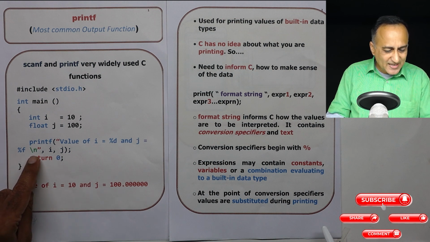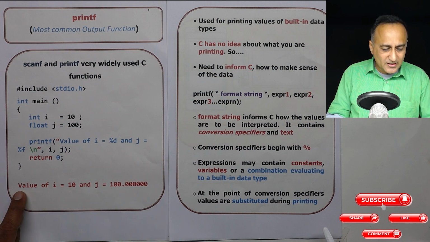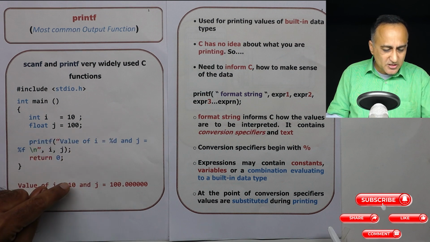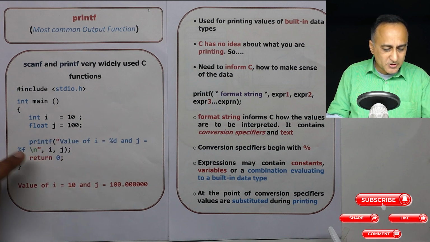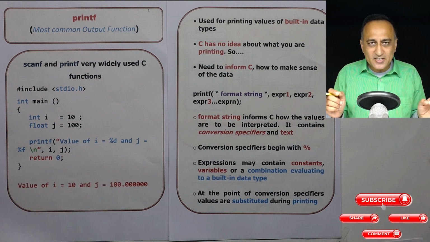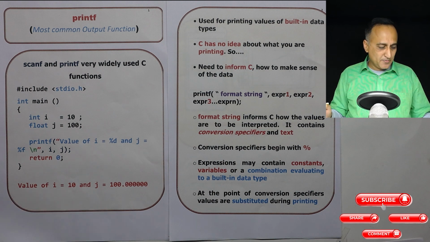Now what this \n does is, after printing this line, the cursor, the blinking thing, comes here. Because it encounters the backslash n, it informs the computer to take the cursor to the beginning of the next line. So the cursor will come and blink here. To understand conversion specifiers, %d is substituted with 10, %f is substituted with 100.00. So exactly at the point where the conversion specifiers occur, the substitution happens.